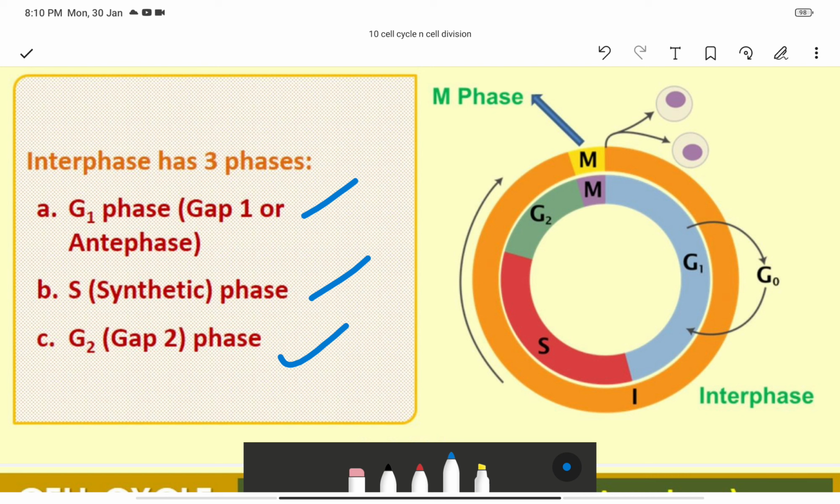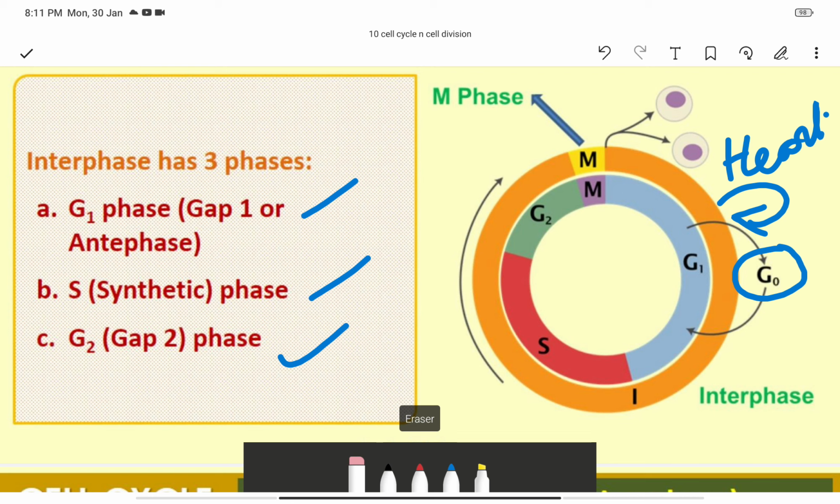DNA synthesis takes place here. Here they have given G0, that is the quiescent stage. Some cells, like cardiac muscle, the heart muscle cells, do not pass to the S phase and G2 phase. They remain in the same phase and do not show any division. That's the reason you can see the G0 phase in heart muscle.